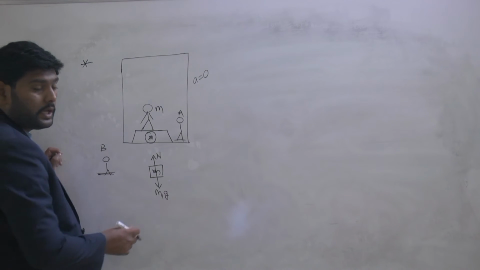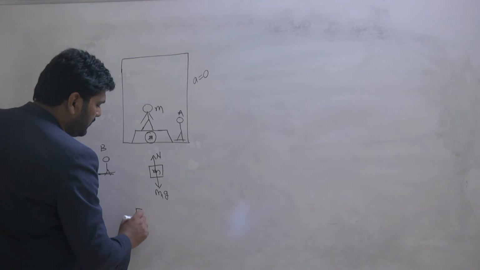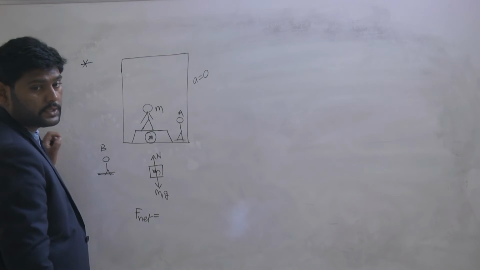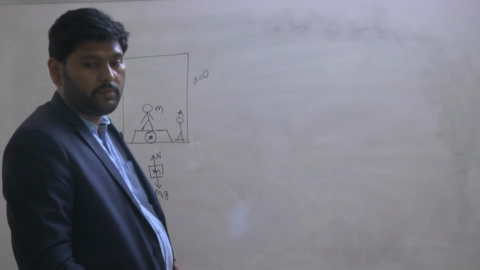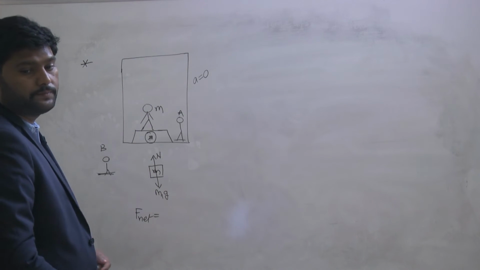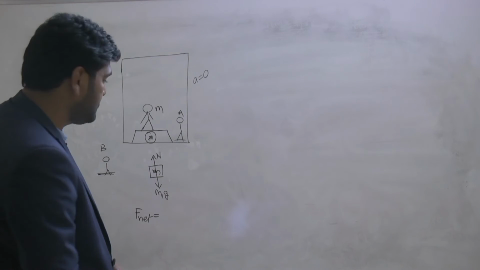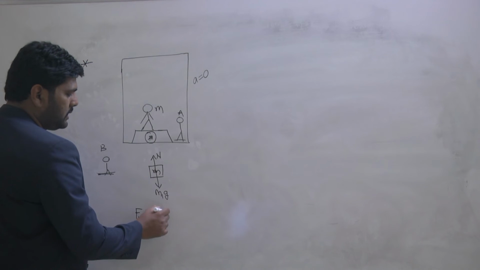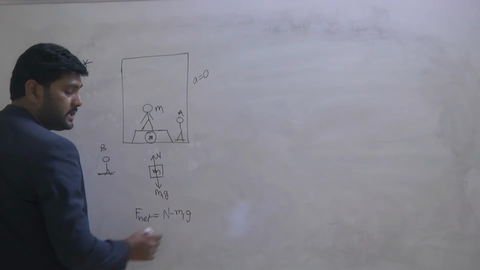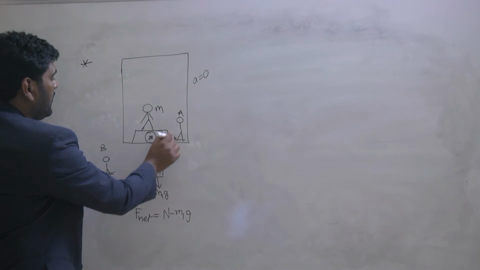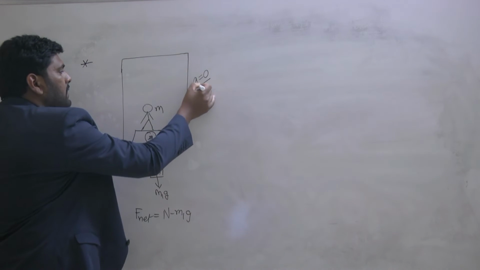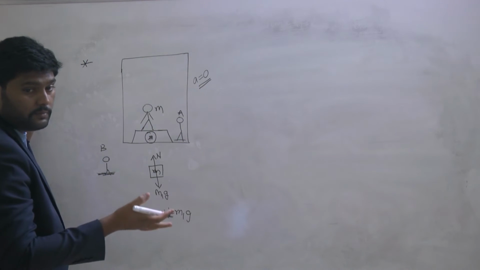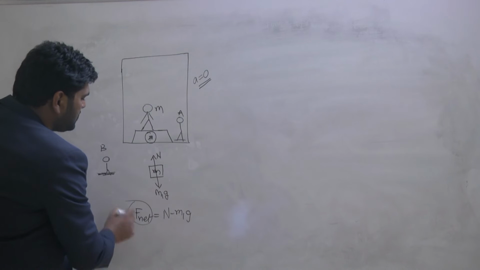What is the net force acting on the body now? F net along the vertical direction is the sum of the forces. One is the normal reaction, one is the weight. So F net is N minus mg. But according to this person, this mass is not moving anywhere. When it is not moving anywhere, the net force is how much? 0.